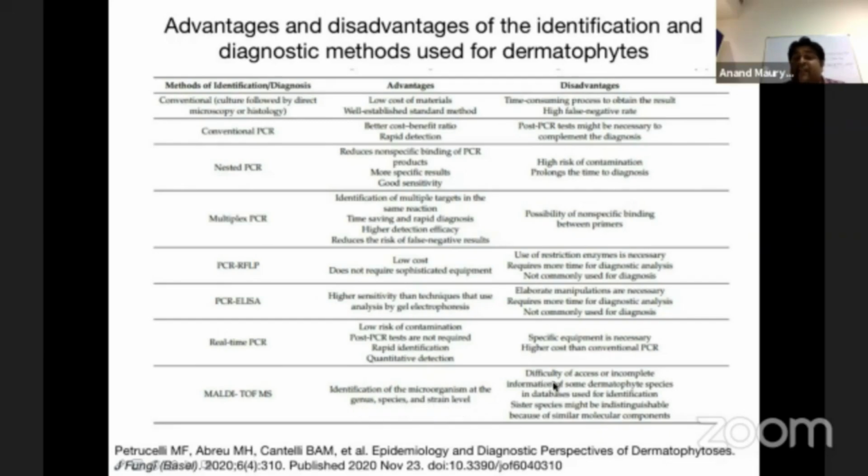Only sometimes there are difficulties in accessing incomplete information, and sometimes the dermatophyte species database used for identification is incomplete, and sister species may exist because of similar molecular components. So this is the only disadvantage, but nowadays identification is generally very helpful by multiplex.